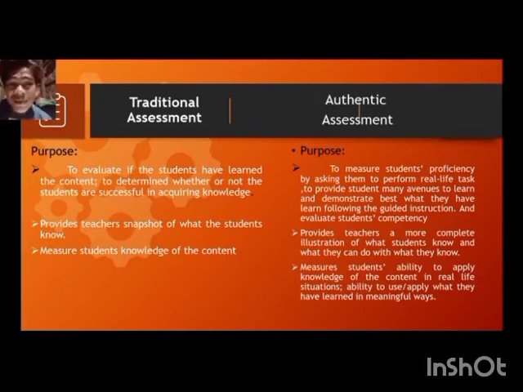Well, the authentic assessment is to measure students' ability to apply knowledge of the content in real life situation, ability to apply what they have learned in meaningful ways. As what I mentioned a while ago, where the students thoughtfully apply their acquired skills to a new situation or environment. So in doing a task, the teacher will measure if the students really acquire these skills in doing a certain task, if they apply the knowledge in performing a task.